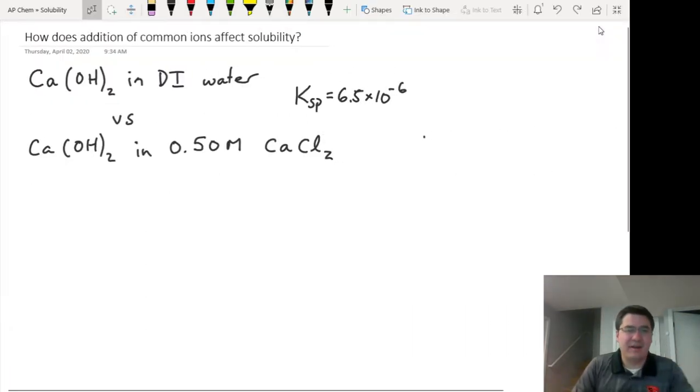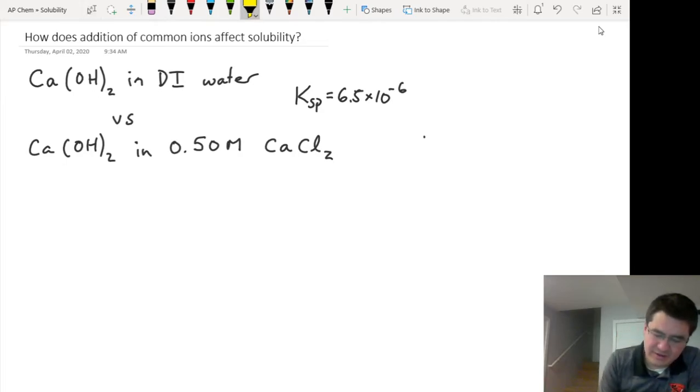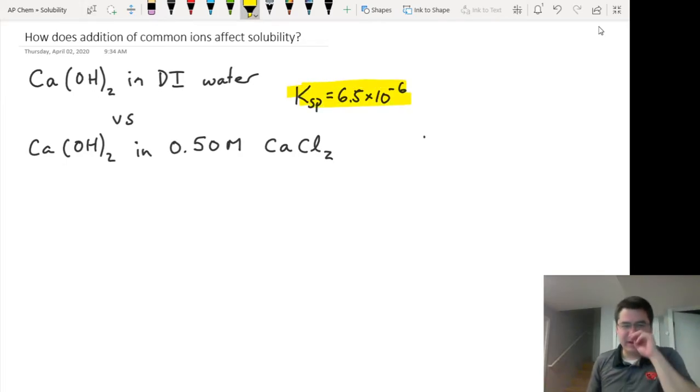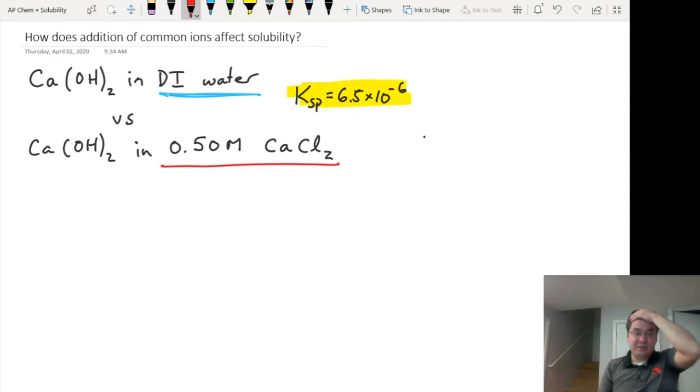Okay, so here's calcium hydroxide, and we would do this like lab and figure out the KSP value and do some different titrations with it had we been in class. But how does the addition of common ions affect solubility? So here's the KSP value for calcium hydroxide, and we're going to compare if you dissolve it in DI water versus dissolve it in a calcium chloride solution. So we'll do a little bit more algebra. We'll do 2 more ice charts, and then I think that's about it.